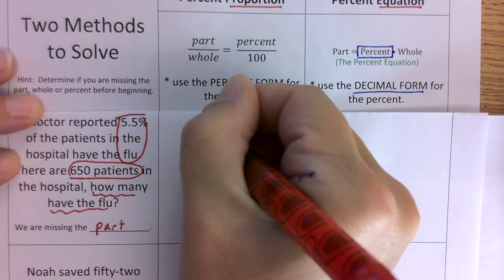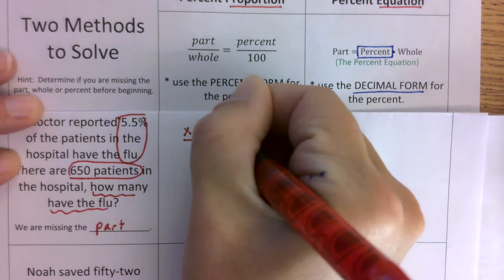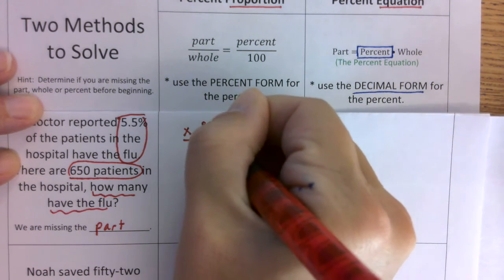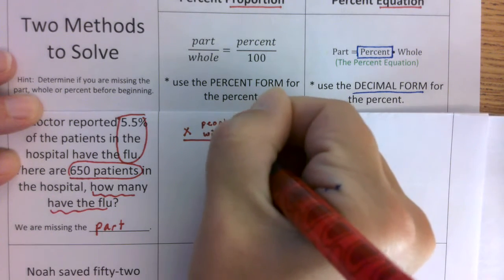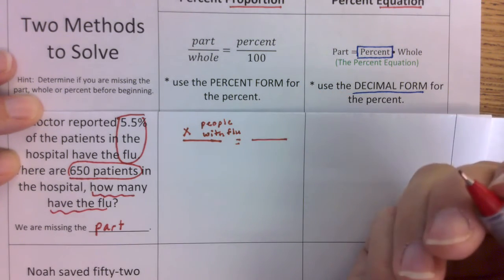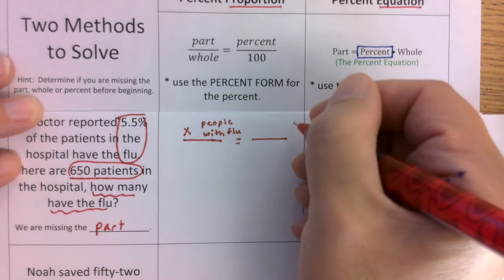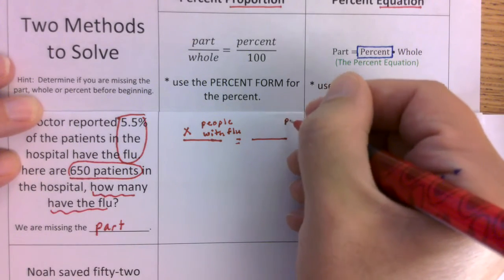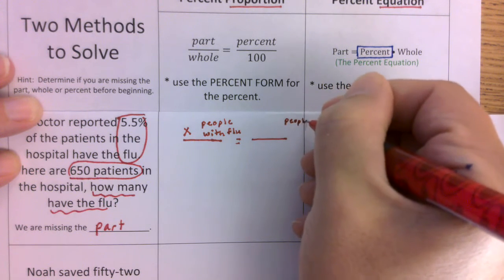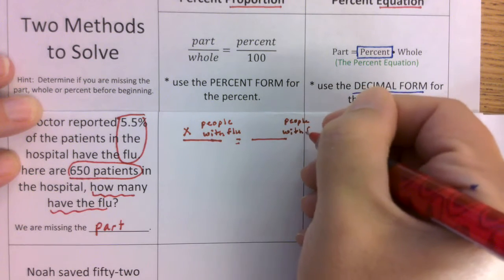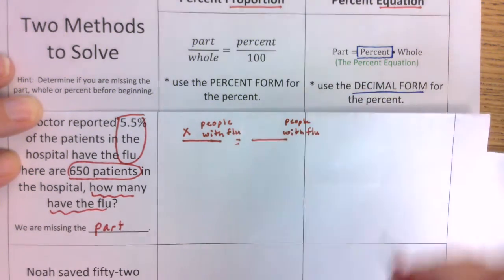So X is people with flu. Which, by the way, then means the percent that I put over here, whatever I put, it's going to be talking about the people with the flu. Please write that down. Pause the video if you need to.